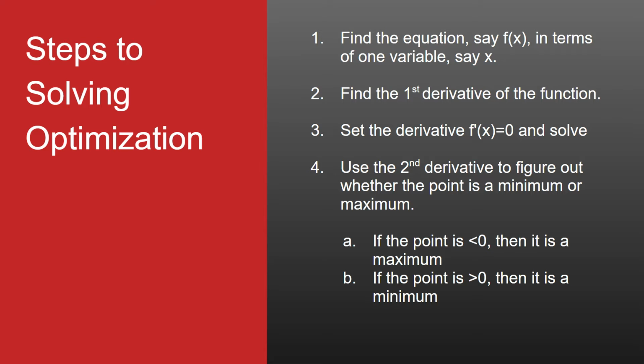If the second derivative at the point is less than 0, then it is a maximum. If it is greater than 0, then it is a minimum.